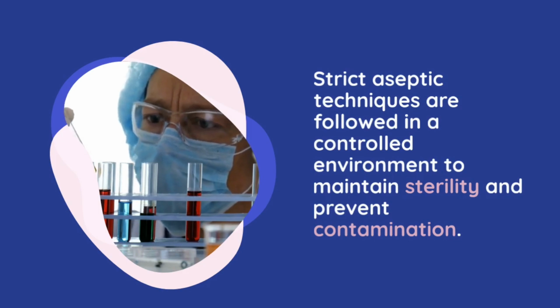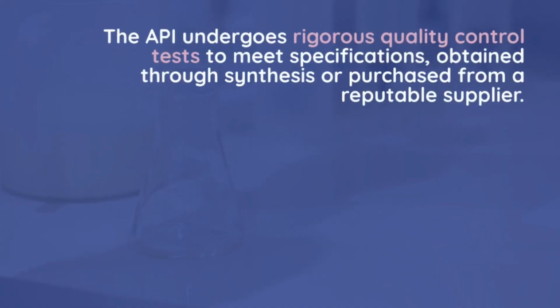3. API preparation. The active pharmaceutical ingredient is prepared separately and undergoes rigorous quality control tests to ensure it meets the required specifications. The API can be obtained through various synthesis processes, purification techniques, or purchased from a reputable supplier.